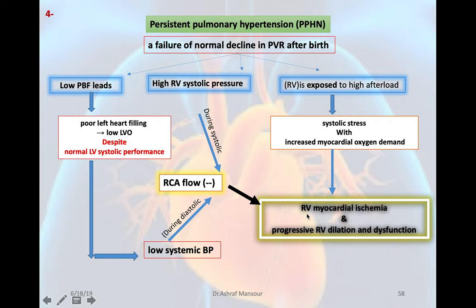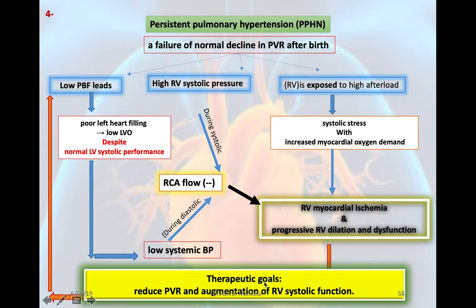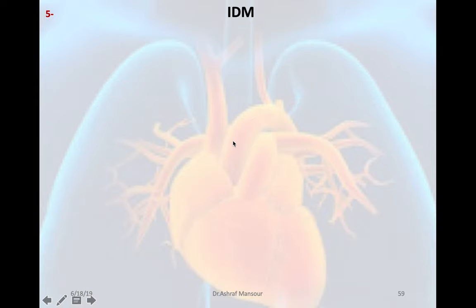So to manage this right ventricular myocardial ischemia, you have to treat here, because it will be reflected again to the low pulmonary blood flow. So you have to cut this circuit by giving therapeutic drugs to reduce the pulmonary vascular resistance and to augment the right ventricular systolic function. The right ventricular systolic function must be augmented and at the same time decrease the pulmonary vascular resistance.